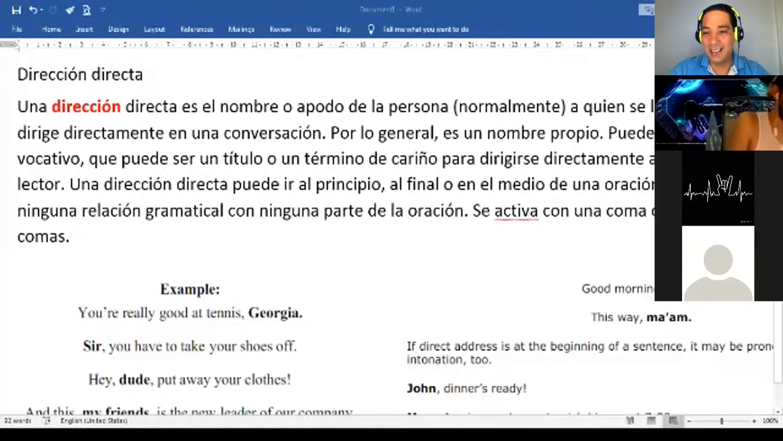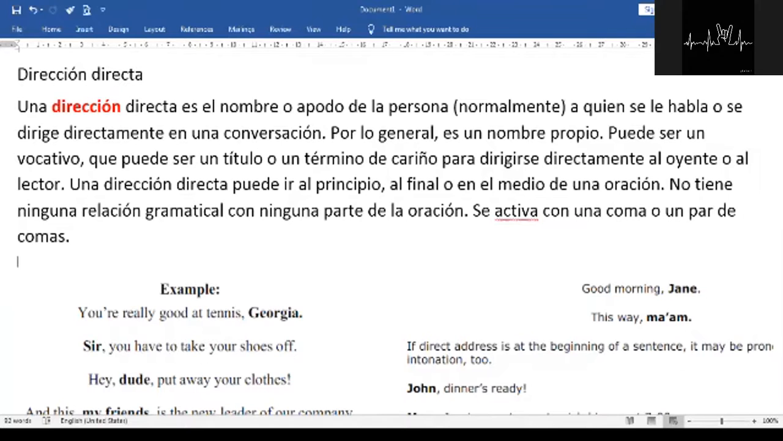Okay, Carla, Marcela, could you read, please? Dirección directa. In English. Just kidding. Sí, vamos en español. Vamos, Carla. Despacio.